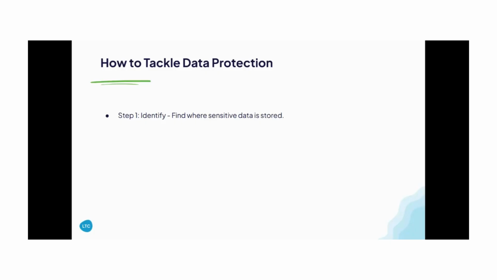Build out a data inventory. What data do you collect? Where is it stored? Who has access? Then apply classification labels like confidential, internal use, and public to make data handling clear and consistent.